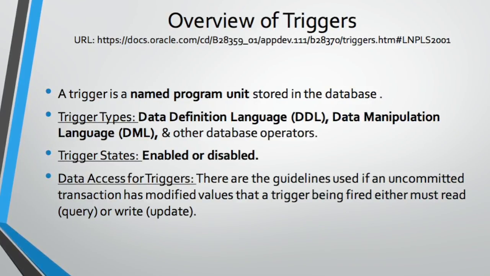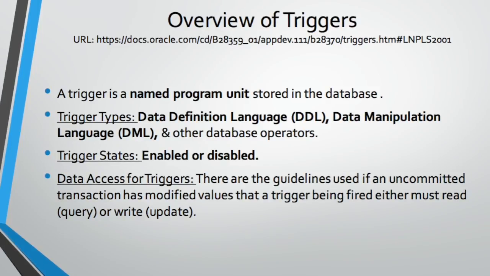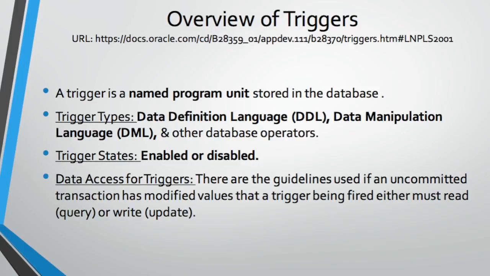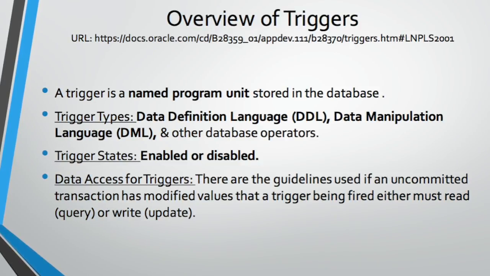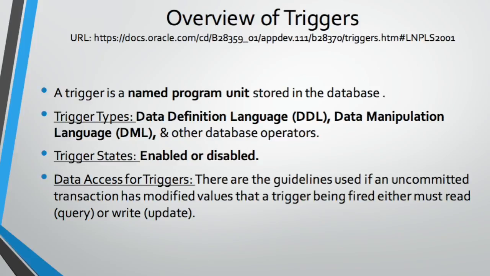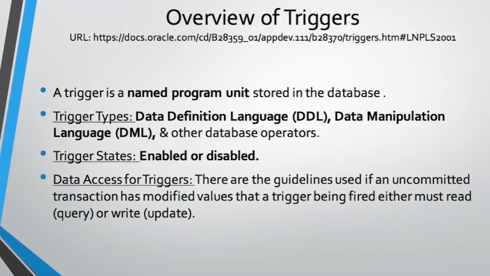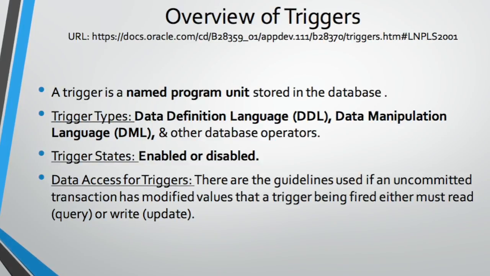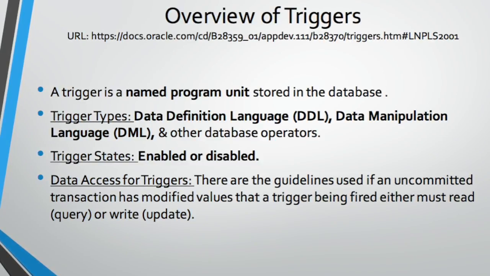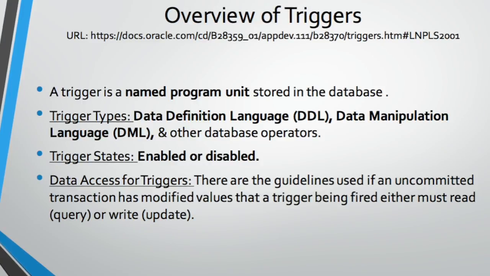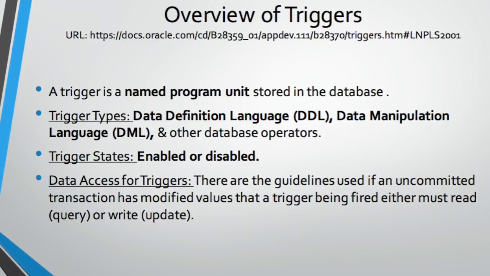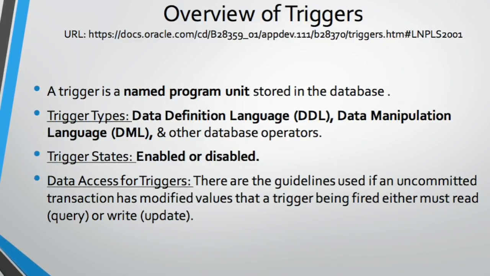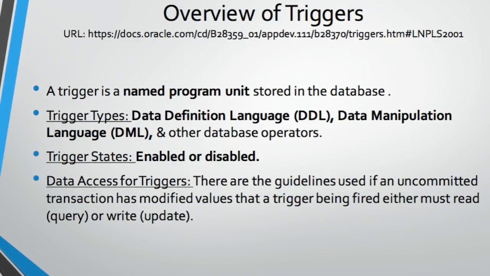to share common data. Trigger types split into the following: DDL triggers, including create, alter, or drop; DML triggers, delete, insert, or update; and other database operations, such as server error, logon, startup. An enabled trigger executes its trigger body if the triggering statement is entered and the trigger restriction, if any, evaluates to true. A disabled trigger does not execute its trigger body even if the triggering statement is entered and the triggering restriction evaluates to true.